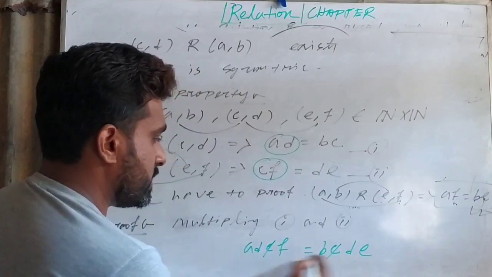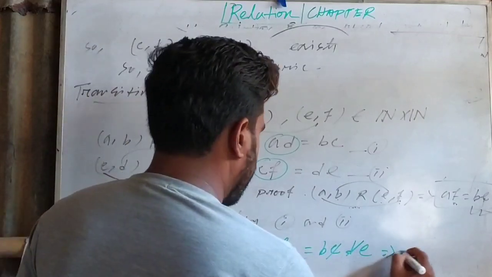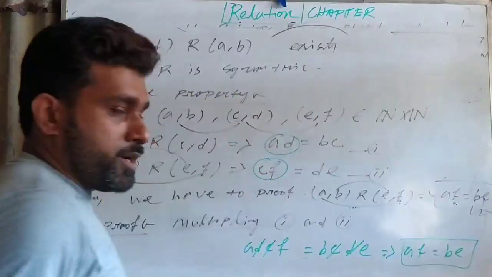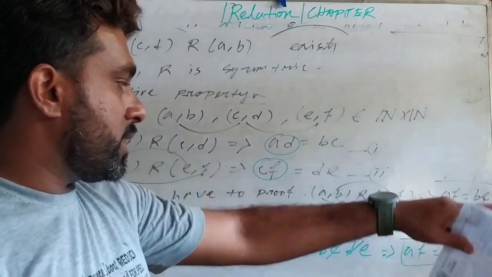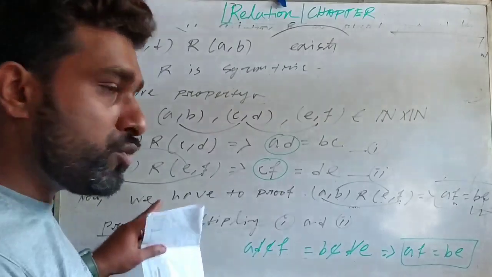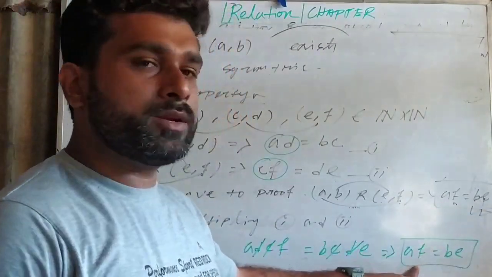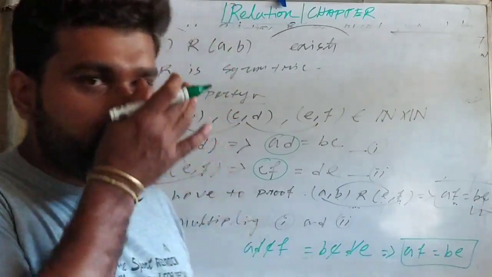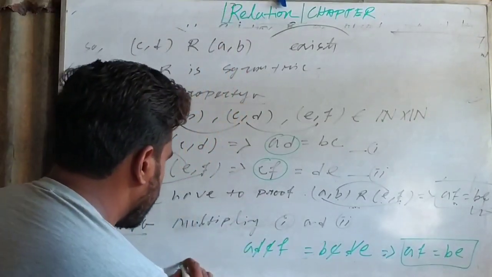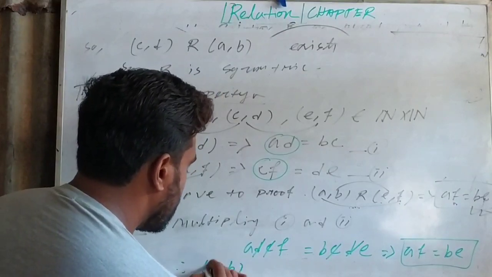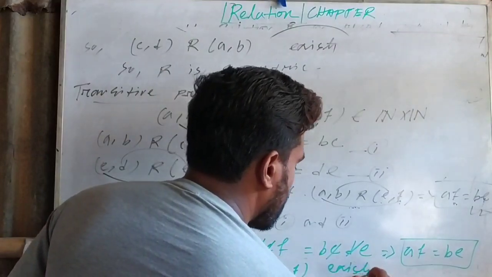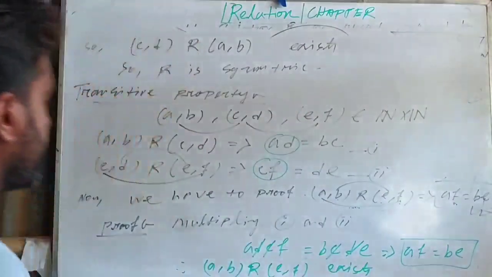Now C cancels, D cancels. After that, I think AF equals BE. Now here it comes. You can see AF equals BE. It means what should I prove here? AF equals BE, and we have got the same here. So if this condition AF equals BE is satisfied, that means what? That means (A, B) related to (E, F) exists. So if this relation exists, that means what?